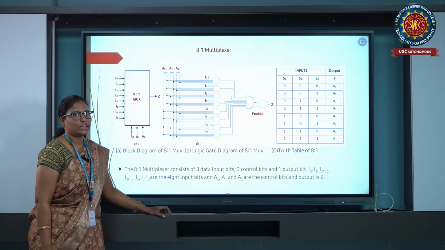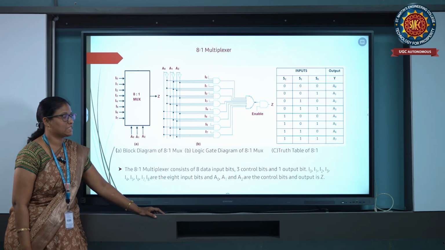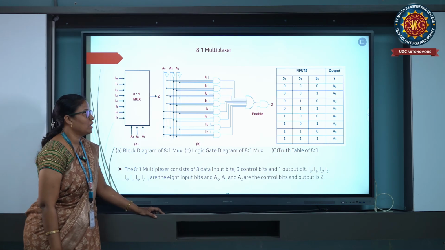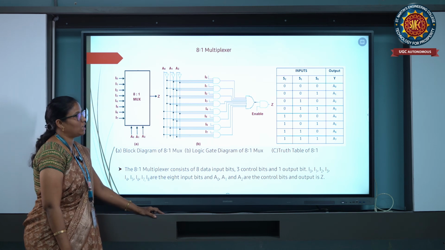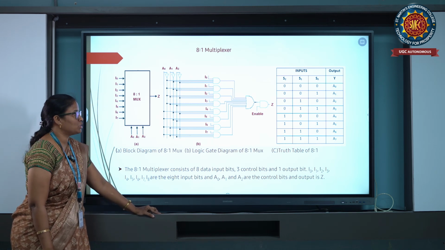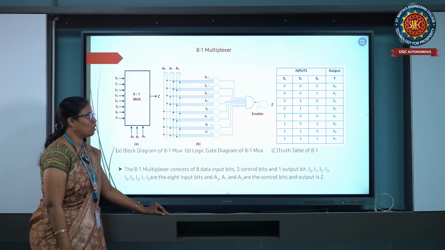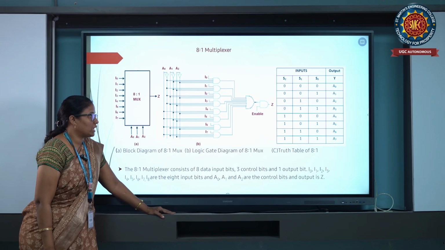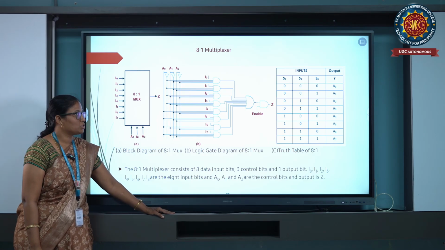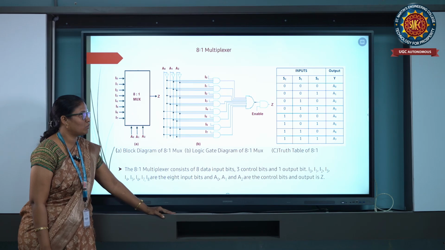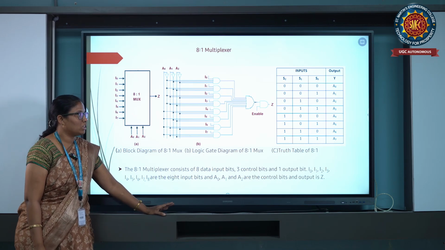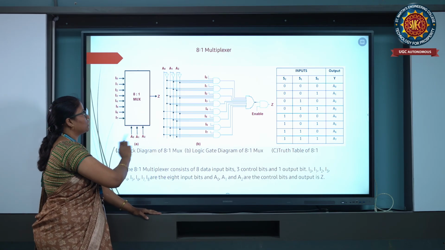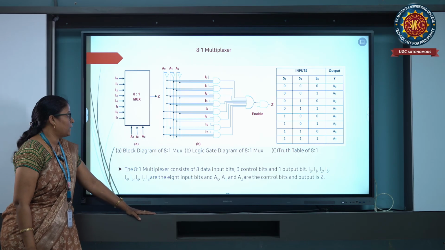If we consider the 8:1 multiplexer, the selection lines are S2, S1 and S0. The output is Y. When all the inputs are 0, we get the output as A0. When it is 0, 0, 1, we get A1. When it is 0, 1, 0, we get A2. When it is 0, 1, 1, A3 is observed at the output, and when it is 1, 0, 0, we have A4, 1, 0, 1, A5, and similarly when all are ones, the output we get is A7. This is how we can consider the 8:1 multiplexer.